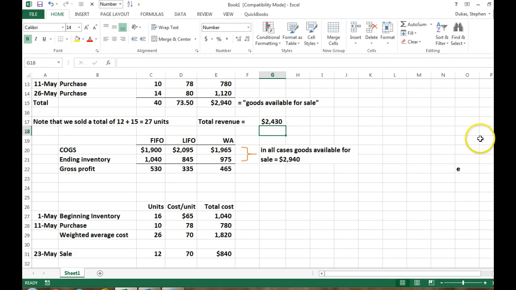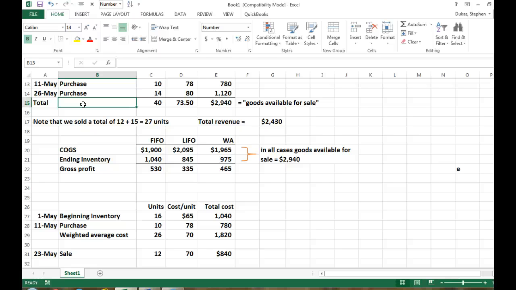Another thing to observe is I have a total of 40 units available for sale. Also, I'm selling 27 units during the month. So under all three methods, I'm going to have 13 units left. The question is, what is the cost of those 13 units? The different methods will give a different answer because of their different assumptions.